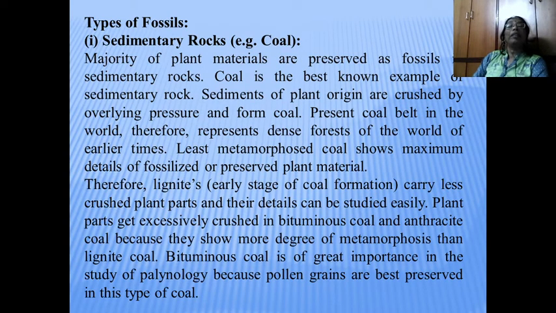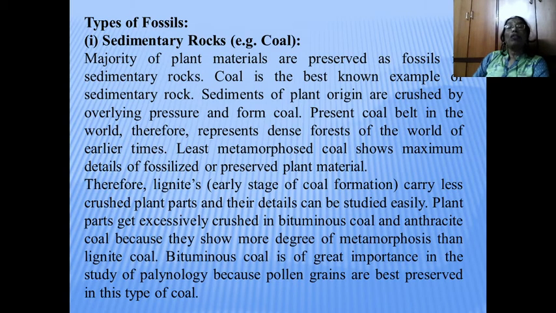First, sedimentary rocks. An example is coal. The majority of plant materials are preserved as fossils in sedimentary rock. Coal is the best known example of sedimentary rock. Sediments of plant origin are crushed by overlying pressure and form coal. Present coal belts in the world therefore represent dense forests of the world of earlier times.